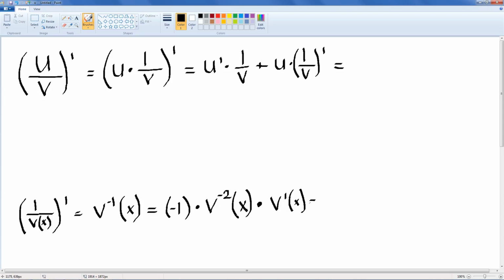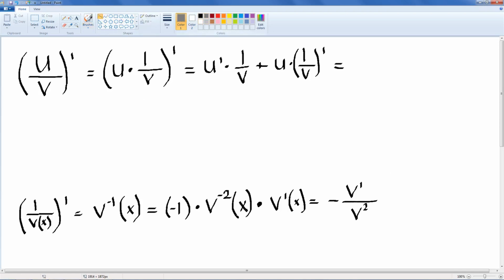So that equals negative, because we have minus 1. Then at the top we're going to have v prime, and at the bottom, because it's v to the power of negative 2, we're going to have v squared. And that's pretty much it.